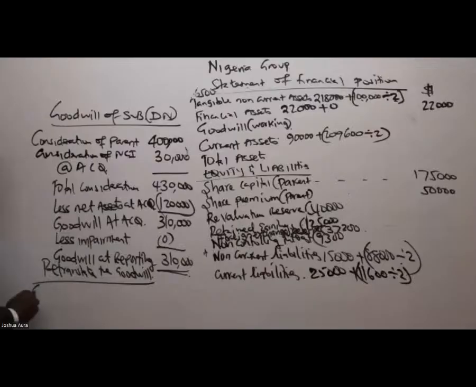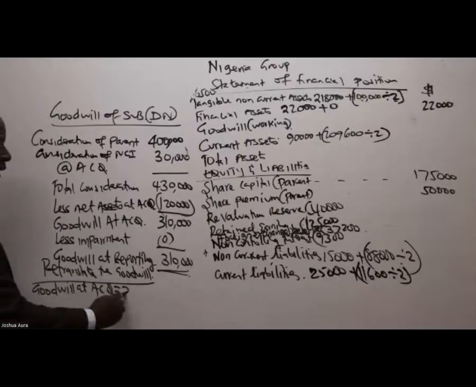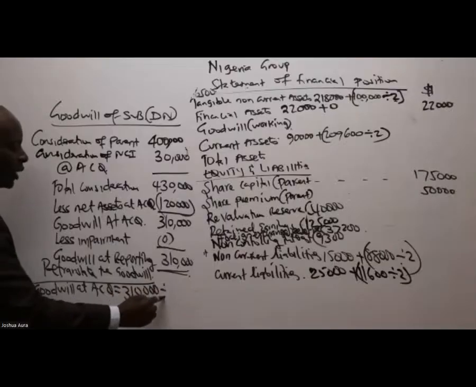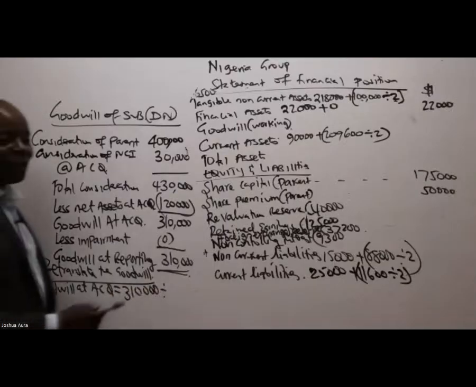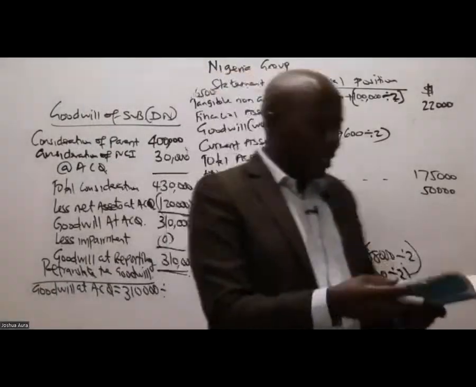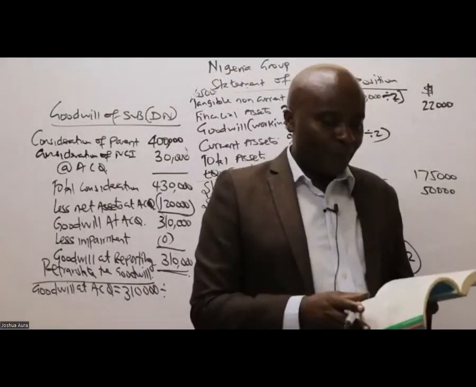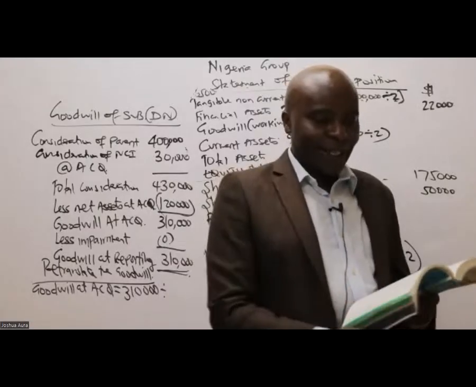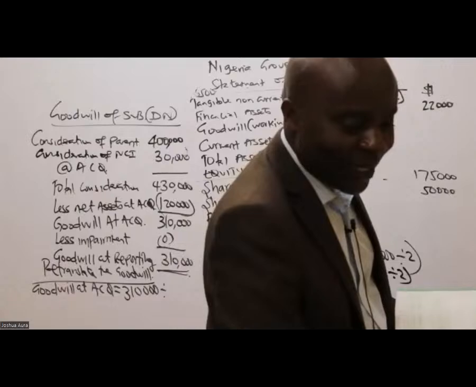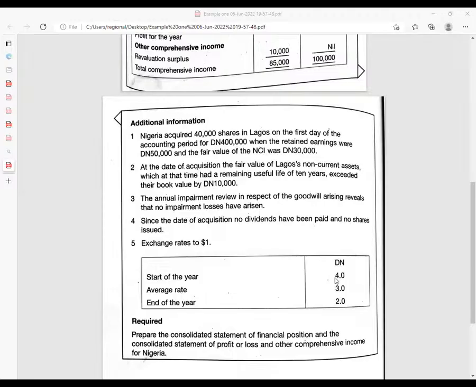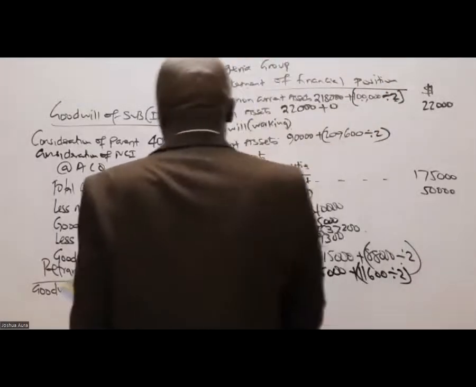You start with goodwill at acquisition, which was 310,000. At acquisition, I should translate this at what rate? If you remember, I should divide this by the acquisition rate. Most of you have forgotten. When you were acquiring this subsidiary, the rate was 4. So divide this by 4.